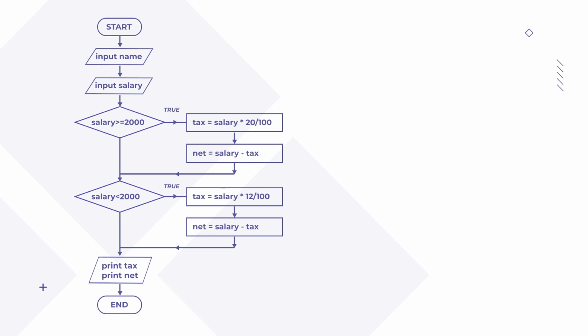So now, my friends, it will ask the name first. For example, the name is James, and that will be stored in the name variable. Then it asks you the salary. For example, the salary is 3000, and that will be stored in the salary variable. Now, after this, it will check this condition. Is this condition true? It will pick up the value of salary and compare it with 2000. So is the salary greater than or equal to 2000? In this condition, my friends, we are using another type of operator, and this is the one.